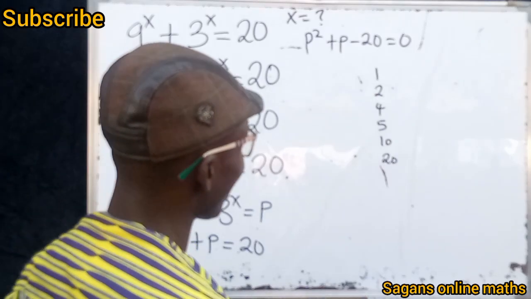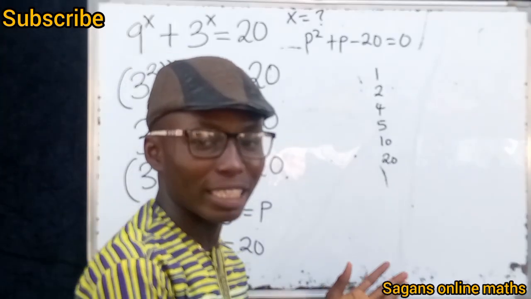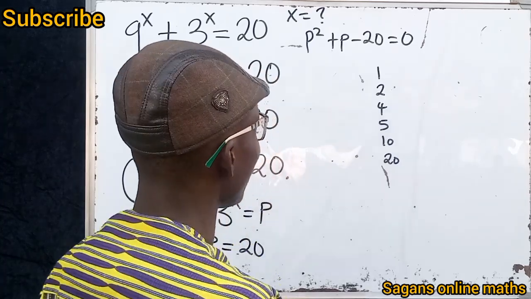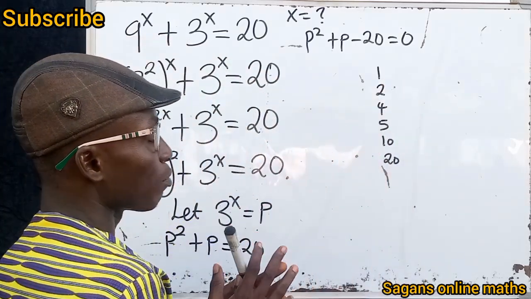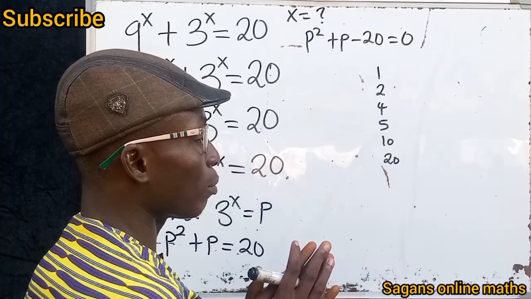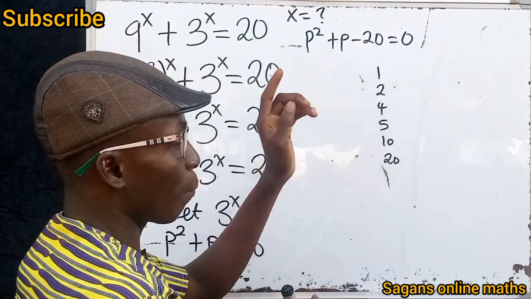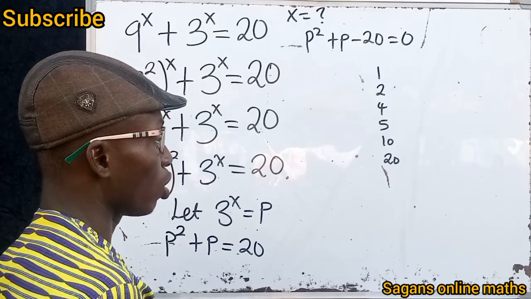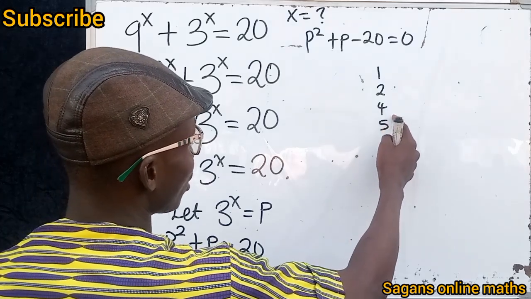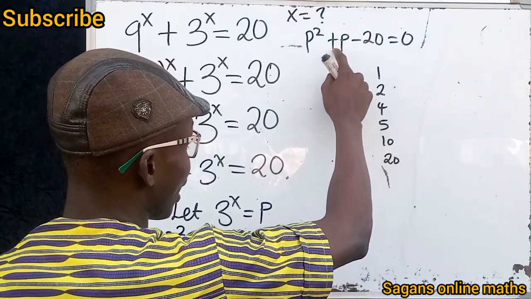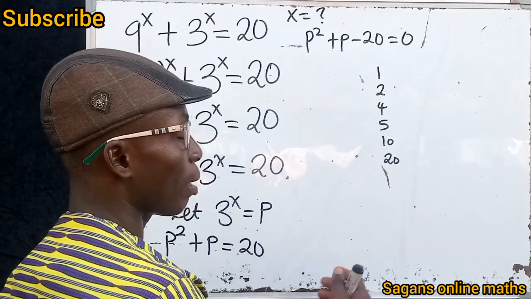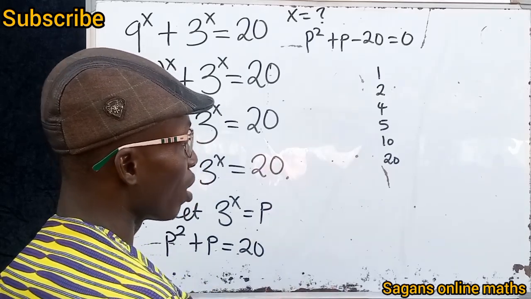Why are they called factors? They are called factors because the numbers you are seeing here can go into 20, can divide 20 without a remainder. Now from here let's pick two numbers. If we multiply them, we get minus 20, and if we add them or subtract them, we have 1, since the coefficient of p is 1. We're not going to stress ourselves a lot. The numbers are 5 and minus 4, because 5 minus 4 is 1, and 5 multiplied by minus 4 will give us minus 20. Very interesting.